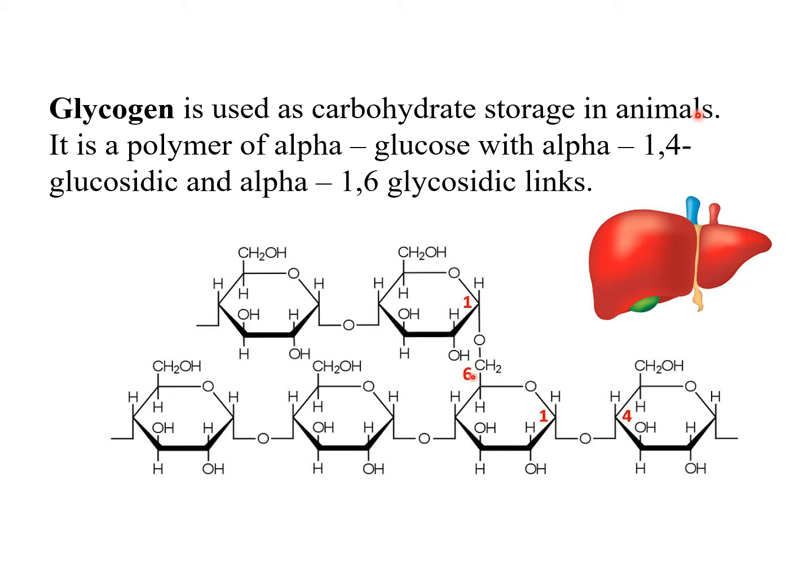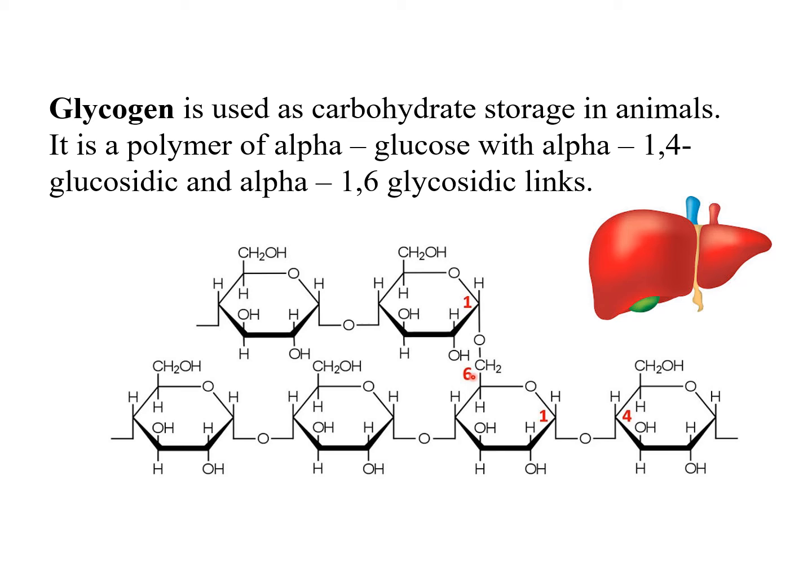Normally glycogen is stored in the liver. It is a polymer of alpha glucose with alpha 1,4 glycosidic bonds, and in branching it will be alpha 1,6 glycosidic linkage.